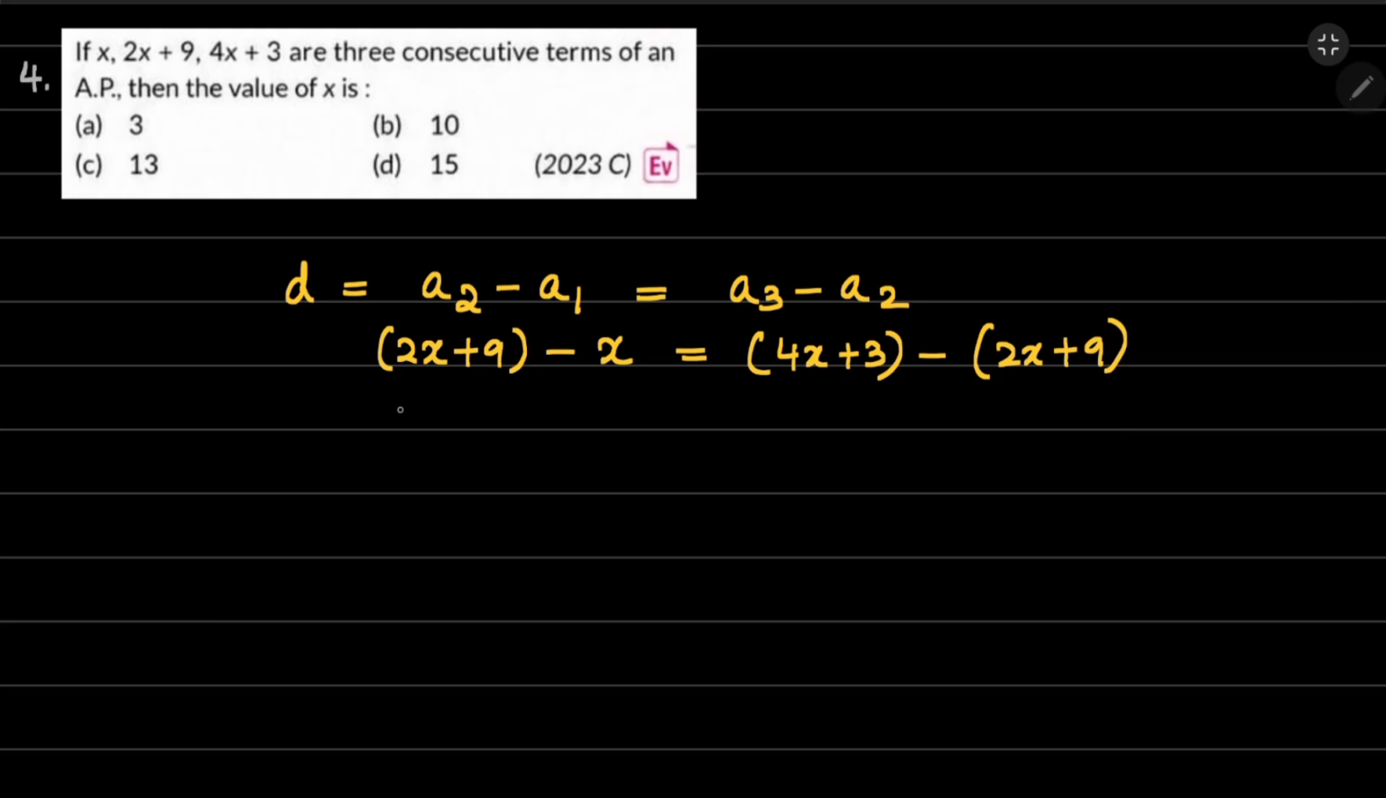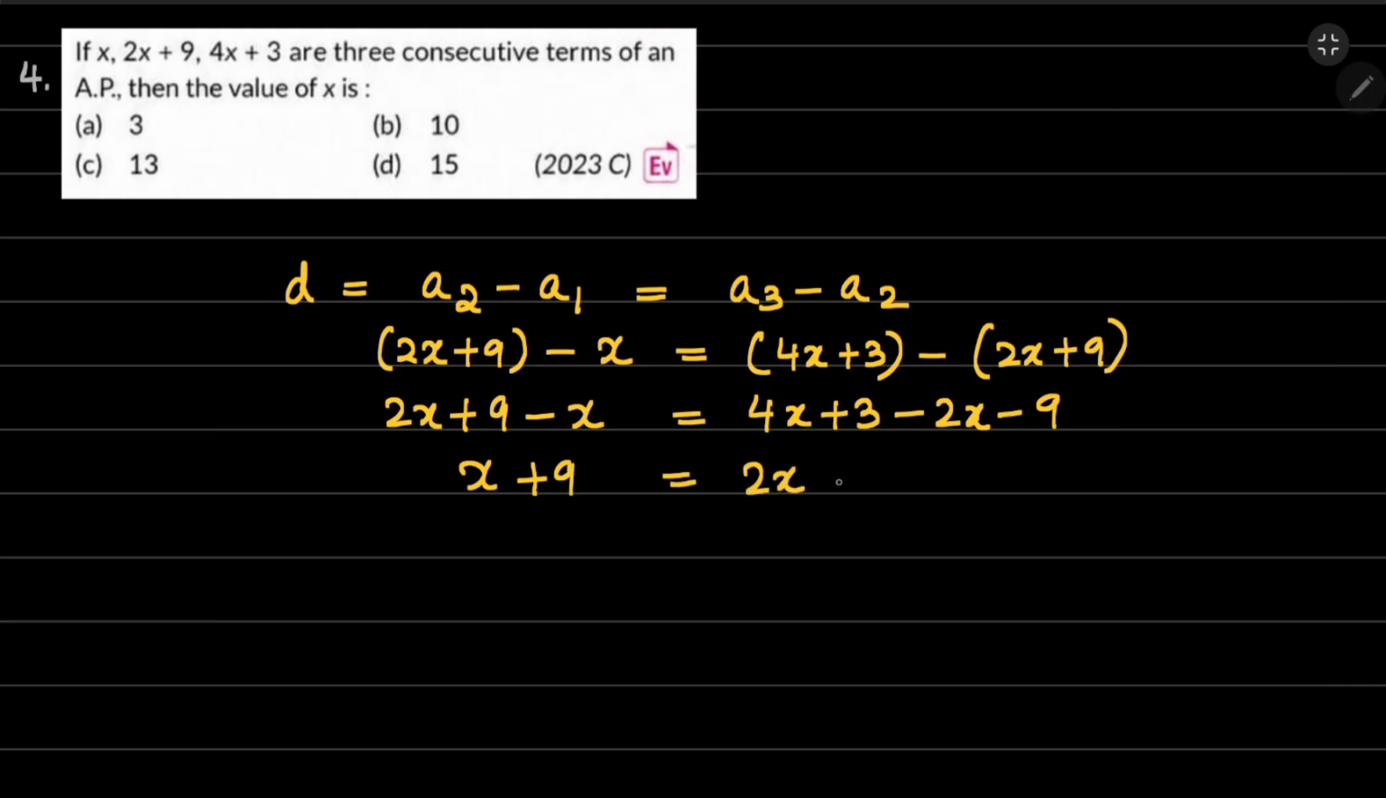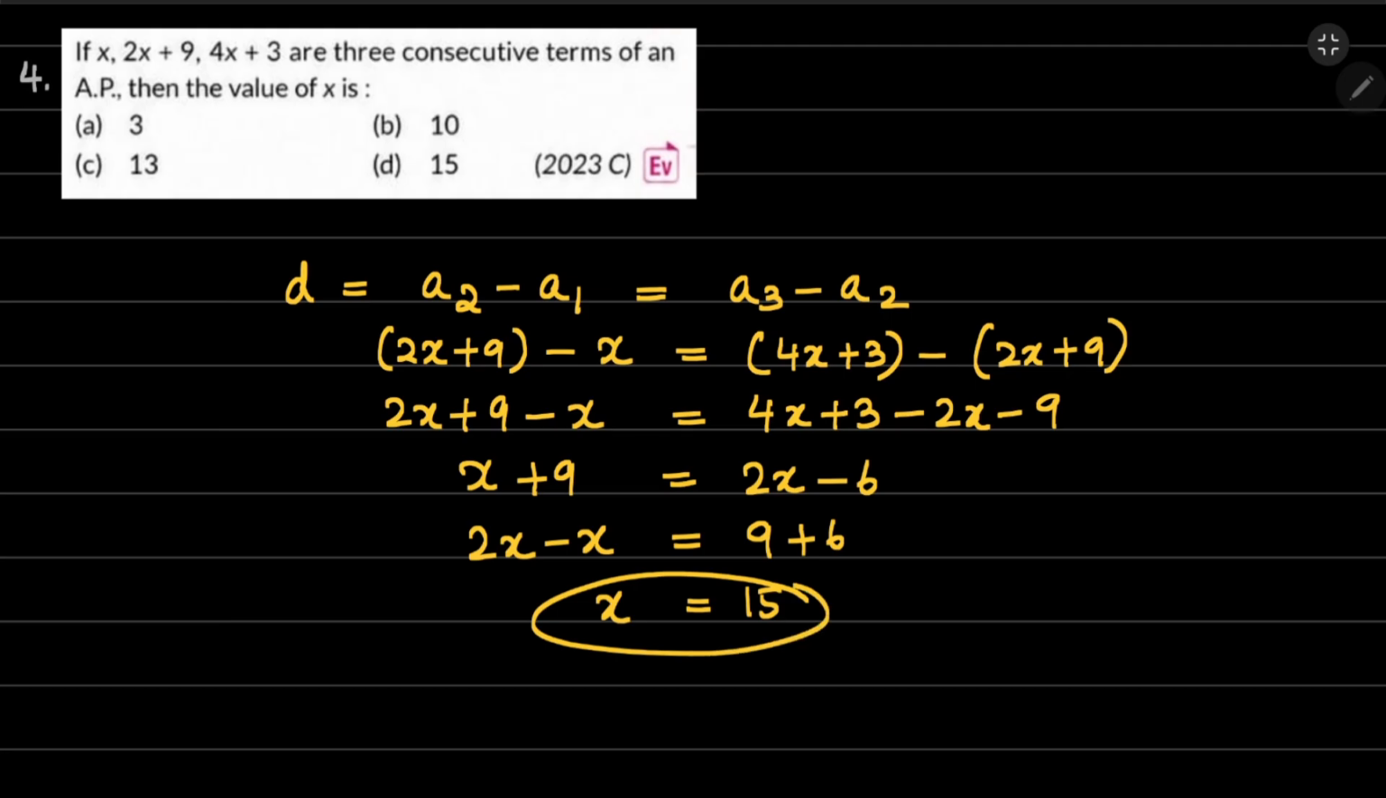Just solve for x. So when you open the bracket, you will have 2x plus 9 minus x is equal to 4x plus 3 minus 2x minus 9. 2x minus x is just x plus 9 is equal to 4x minus 2x, plus 2x, minus 9 minus 3. It is minus 9 and minus 3, which is minus 12. Wait, 3 minus 9 is minus 6. Okay, now bring all the terms to one side. So 2x minus x is equal to 9 plus 6. So x is equal to 15. The value of x equal to 15, which is your option number D.